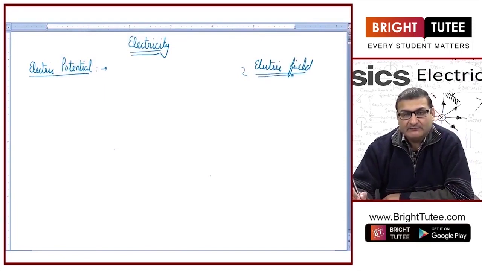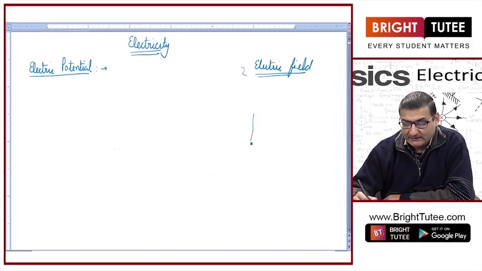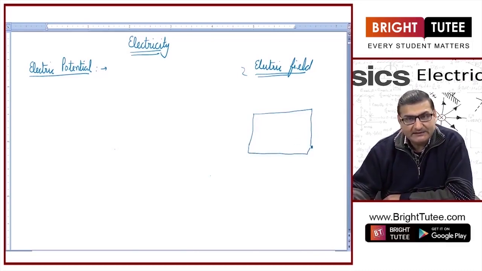We all are aware of magnetic field. Magnetic field means that area where the effect of a magnet is felt. Similarly, when we talk about electric field, it is that area where the effect of electricity is felt.